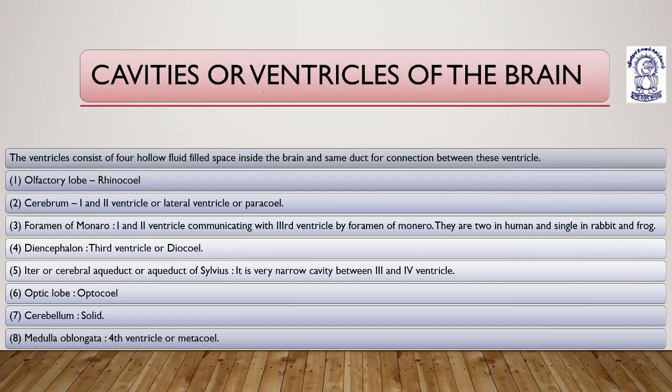Now comes the cavities or the ventricles of the brain. The ventricles consist of four hollow fluid-filled spaces inside the brain and the same duct for connection between these ventricles.